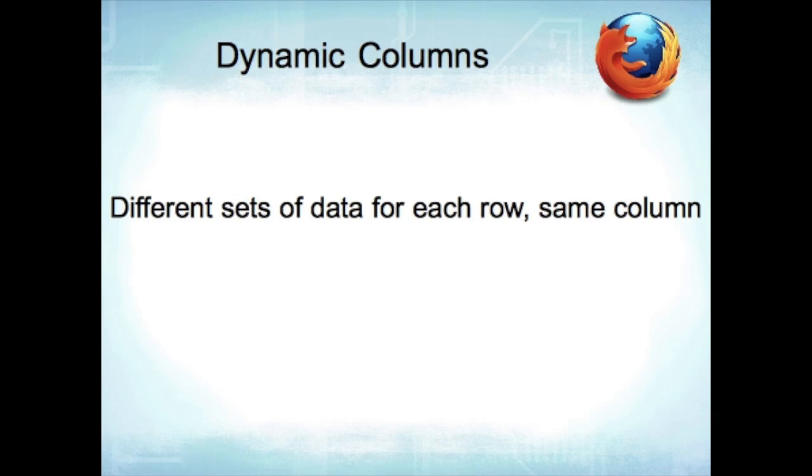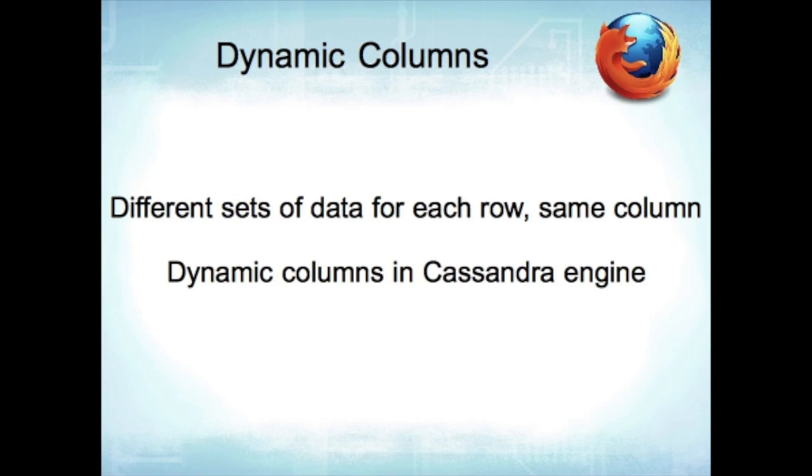Dynamic columns. So what's a dynamic column? Instead of saying, okay, this column is an int, you can use different sets of data for each row, even though it's the same column. This is one of the reasons people go to NoSQL: they want dynamic columns. And then there's also dynamic columns in the Cassandra engine. And there's also JSON rows. A lot of people like to put JSON in the database. Now it's built into MariaDB, in the dynamic columns.